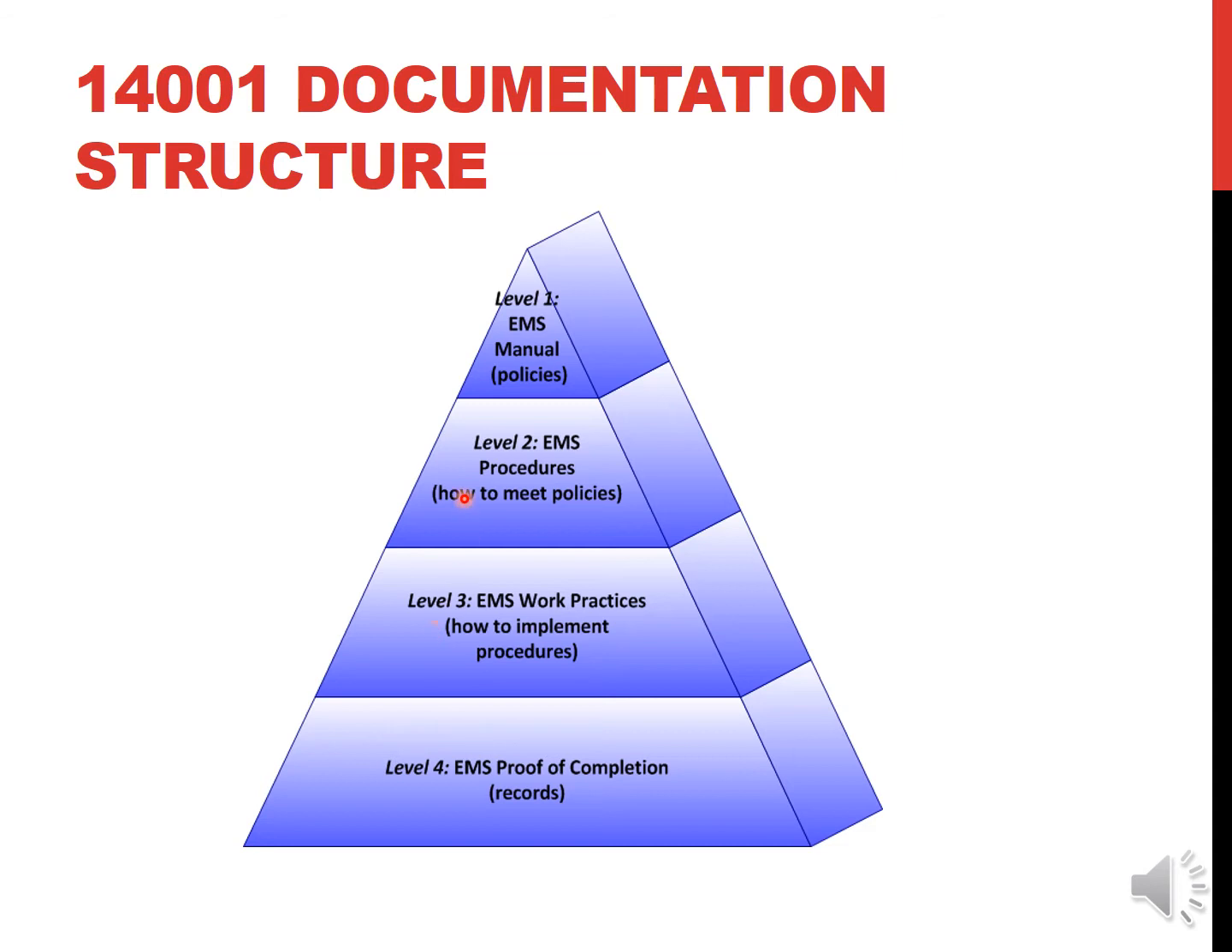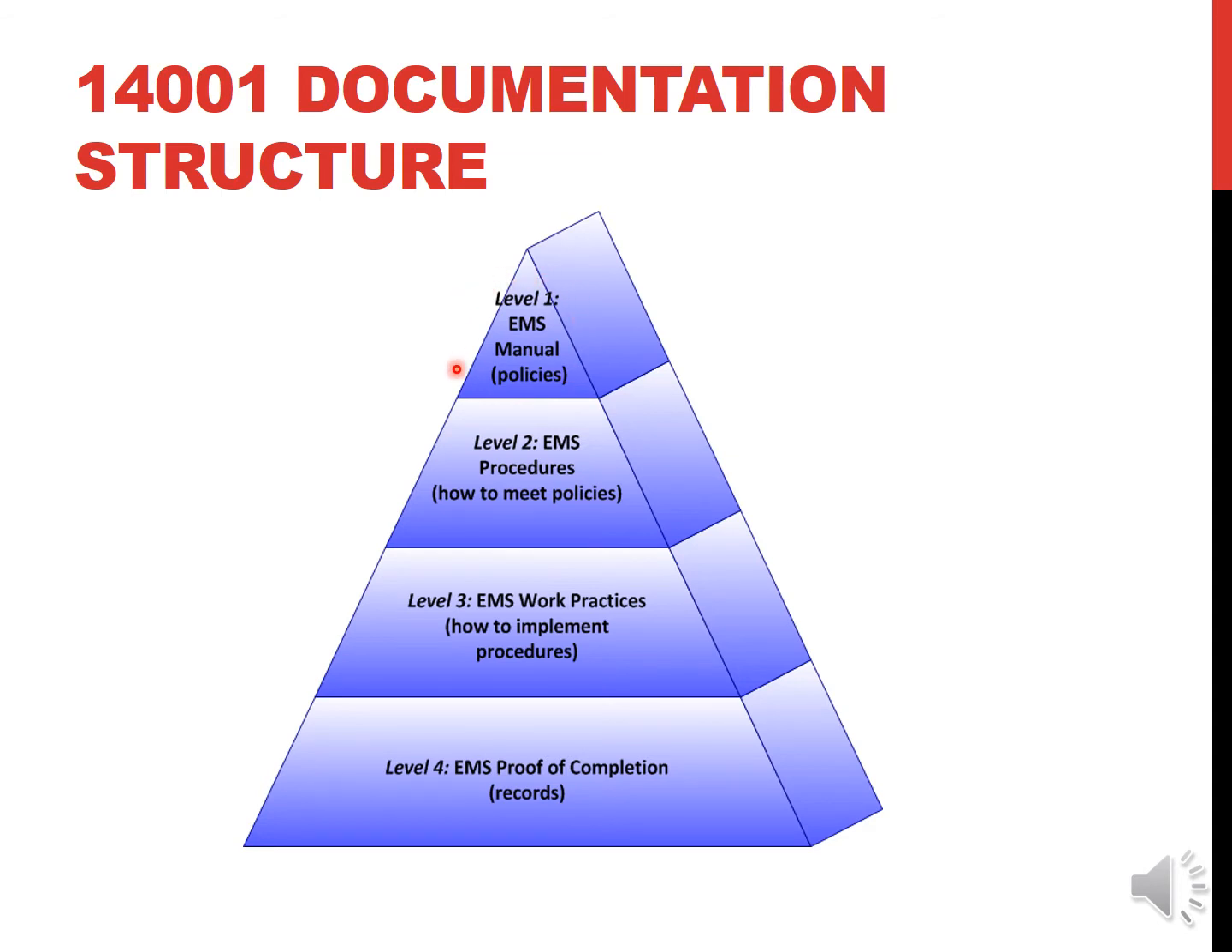Many organizations, in fact, these days, most organizations tend to combine level 2 and level 3. They have a section at the beginning describing how the procedure meets the policy, and then a set of work practice steps within that particular procedure, how to implement it. You don't have to combine these. These can be separate. Many large organizations have them separate, but many organizations do choose to combine these. The key is to understand the different purposes.